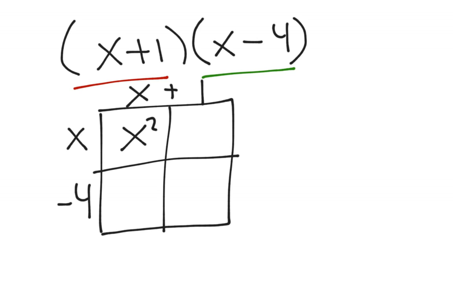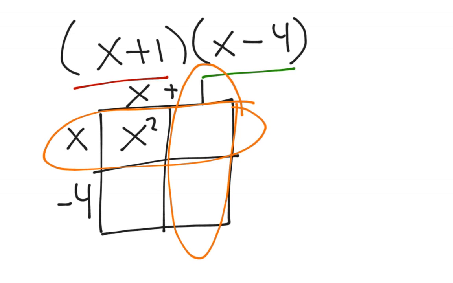Now I move on to another box. Look at the row and the column. So I'm going to multiply x and 1. I'm going to multiply 1 and x. 1 times x is just going to be x.